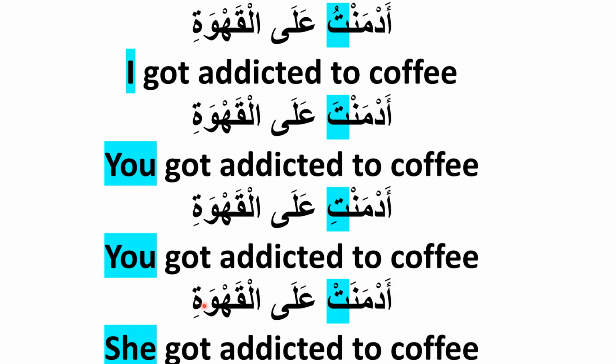As you notice, the past tense in the singular form finishes 4 times with te, carrying different vowels. Tu for I, te for you, masculine, ti for you, feminine, and the te with sukun is for she. Only repetition can make you remember this meaning.